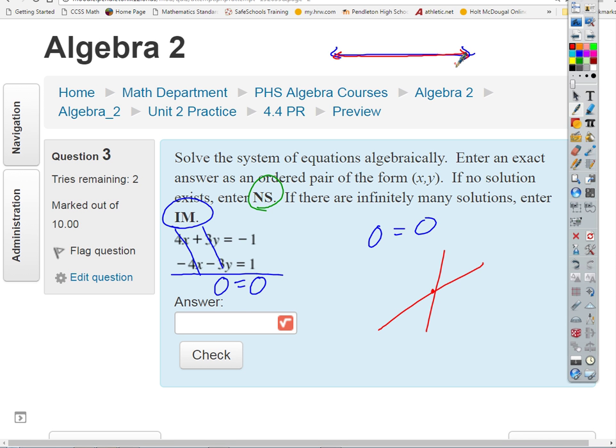But we know when we're solving it algebraically, if we just get a true statement, if we get an equation that says 0 equals 0 or 1 equals 1 or something like that that's always true, we interpret that as infinitely many solutions. And so that's what I put.